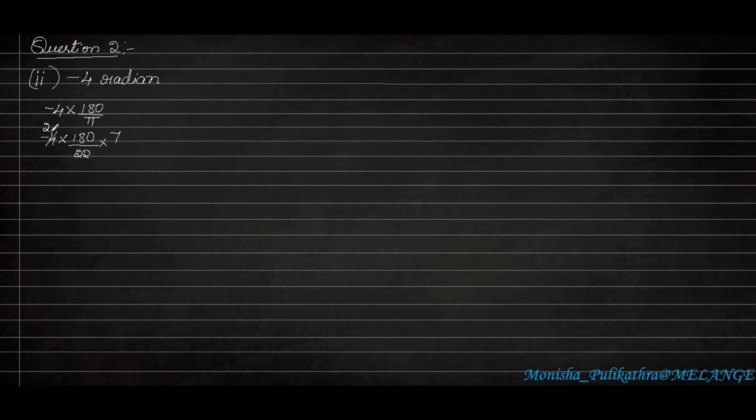So next is 2 2s are 2, 11s are 11. So here 2 into 180 is 360, minus symbol is there. So minus 360 into 7 by 11. Next we need to multiply 360 to 7. So here it will become minus 2520 whole divided by 11.